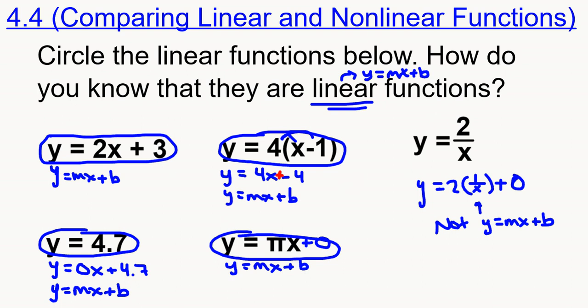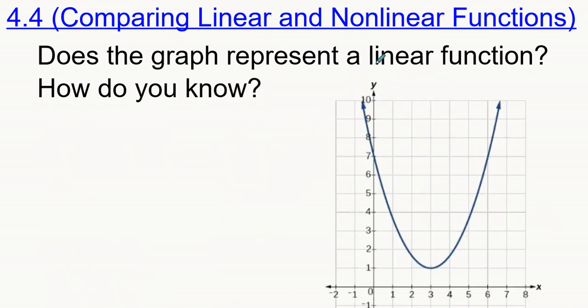All right, moving on to the next one. Does the graph represent a linear function? Well, the root word right in there for linear is line. So is this a line function, a linear function? Well, does it look like a line? Telling if a graph is linear or not is that easy. Does it visually look like a line, meaning does it have a constant slope? You can tell this one does not have a constant slope. So this one is not linear.